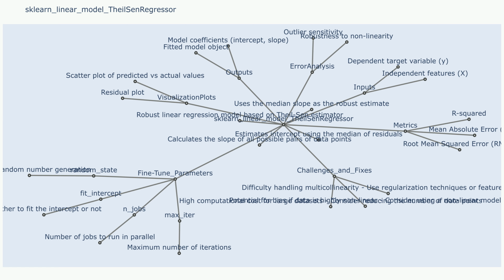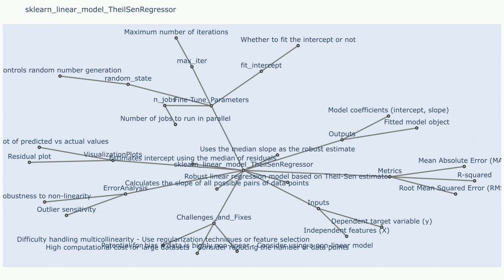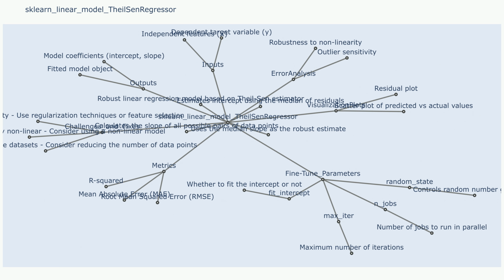Challenges and fixes. Challenge 1: high computational cost for large datasets. Calculating the slope of every pair of points can be computationally expensive for datasets with a large number of samples. Sample use case: a dataset with millions of data points.